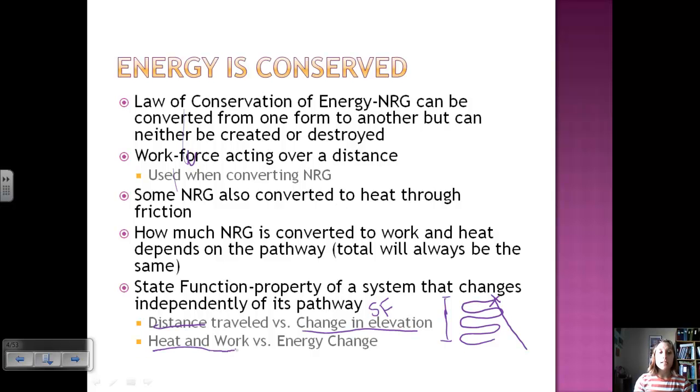And let's look at heat and work versus an energy change. Well, we know that the change in energy, because energy is conserved, is going to be a state function. It won't matter on the pathway. But the amount of energy that goes to either heat or work is going to matter based on the path. So heat and work are not state functions.